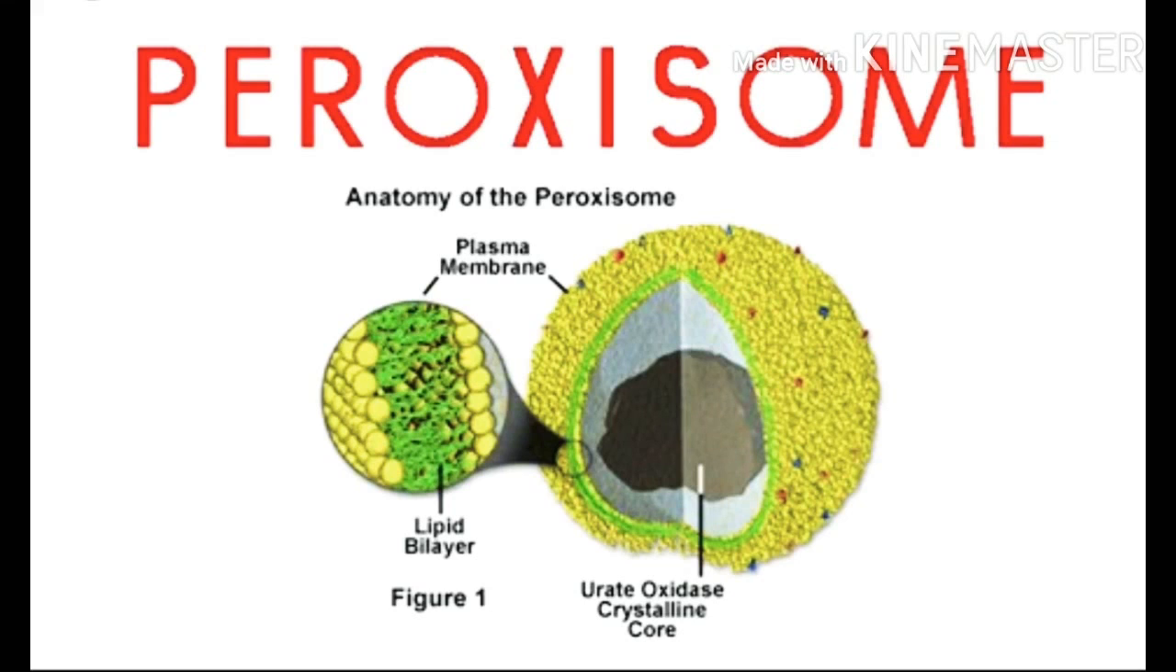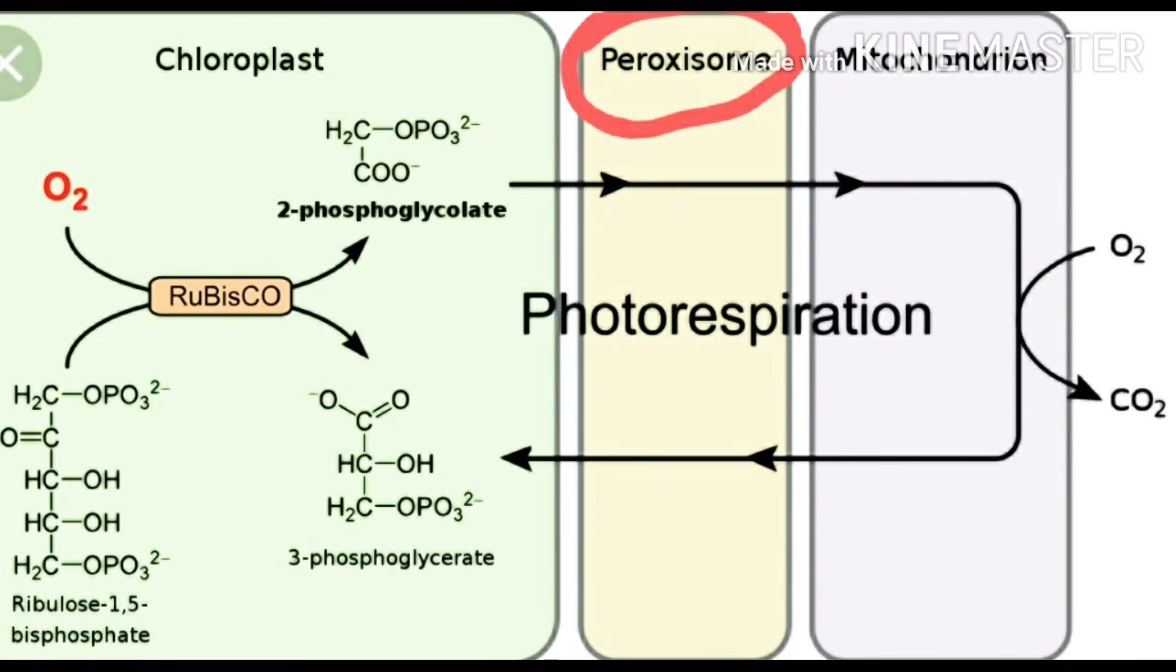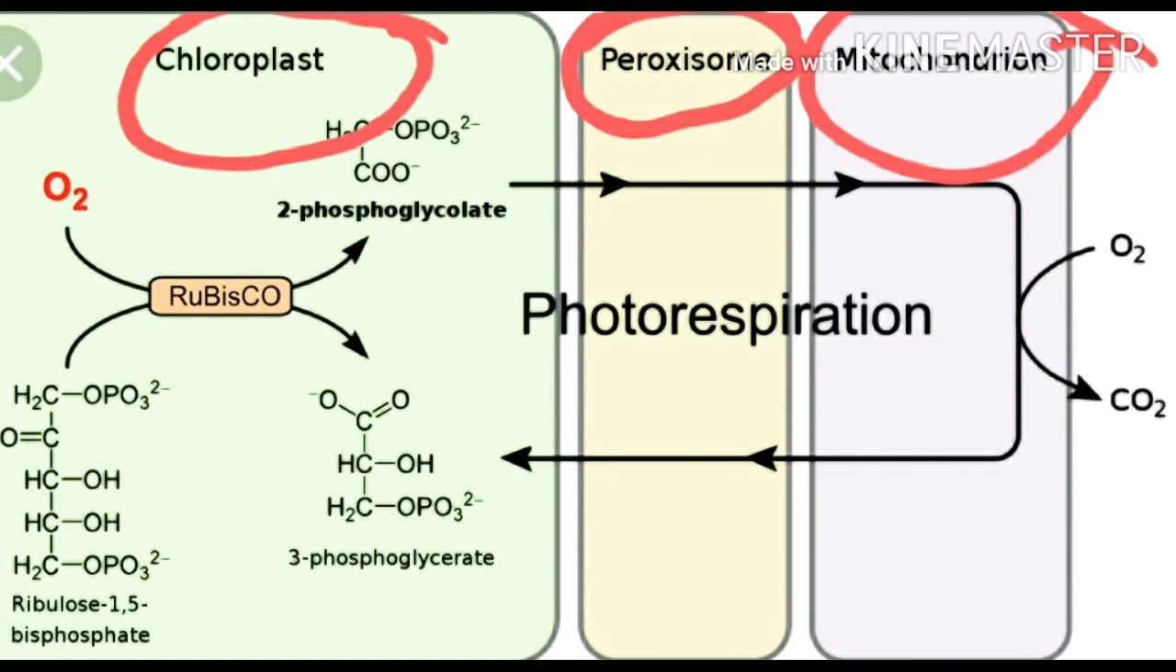Now in plant cells, these peroxisomes perform the photorespiration process along with chloroplast and mitochondria. This photorespiration process is a very important process which occurs in plants. We will study this photorespiration process further in the plant physiology unit. So peroxisomes present in plants perform photorespiration along with chloroplast and mitochondria.